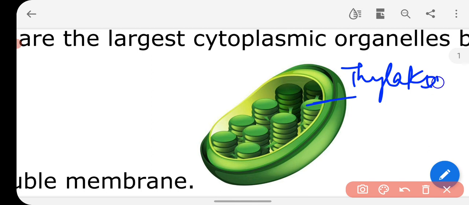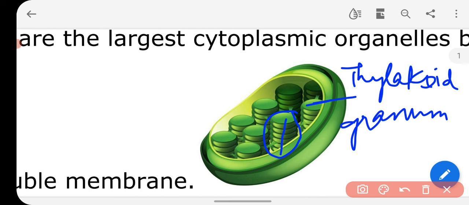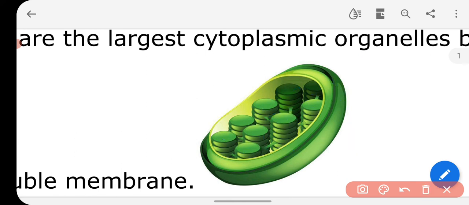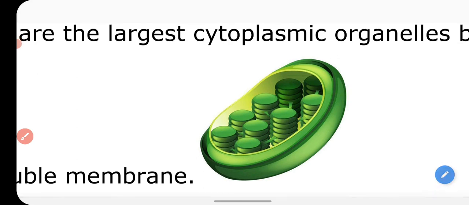In this thylakoid the chlorophyll pigment is found, and many thylakoids are arranged one above the other, and this stack of thylakoids is called granum. And so many grana are there. These grana are connected together with the membranous structure called lamella. So the chlorophyll is basically found inside the thylakoid, which is the place where the light reaction takes place.